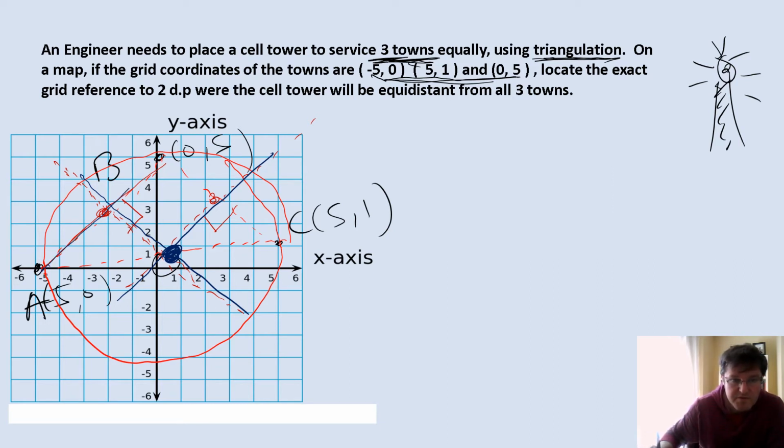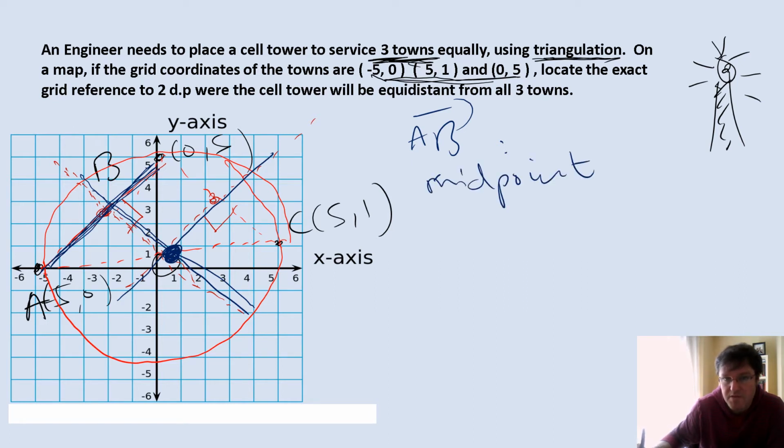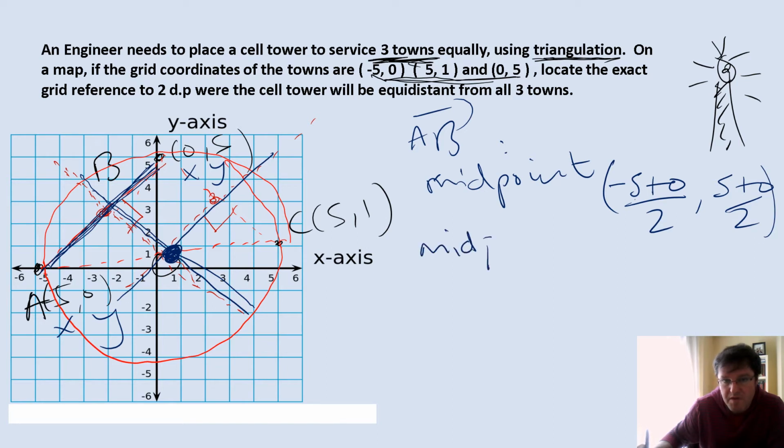So I'm going to focus first of all on this one here, AB. In order to find the equation of the perpendicular bisector to that, I'm going to need the slope of AB, and I'm going to need the midpoint. So let's start with the easy stuff first. The midpoint is the average of the x coordinates. So I'm just going to add those x values together, and the y values, 5 and 0, over 2. So the midpoint is minus 2.5, 2.5.